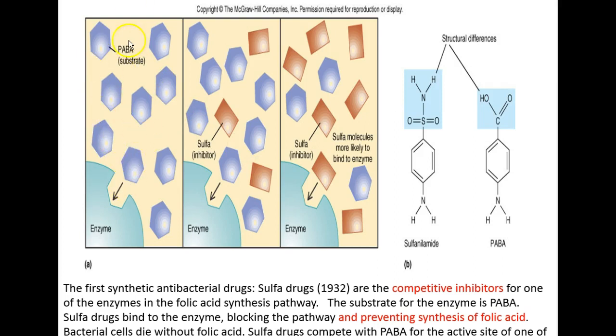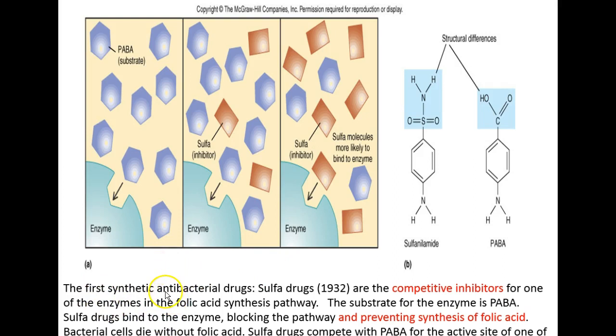Without sulfa drugs, PABA fits inside the enzyme and the cells can make folic acid. With sulfa drugs present, now the sulfa drug can compete with the substrate for the active site of the enzyme. If the sulfa drugs bind to the enzymes, the enzymes will be inhibited, and the bacterial cells will not be able to make folic acid.